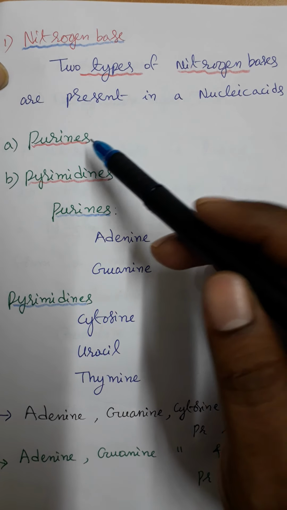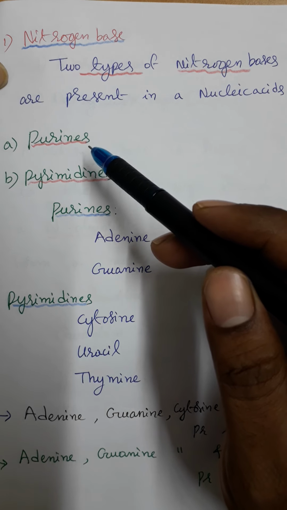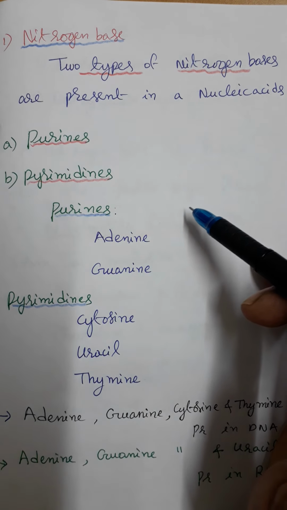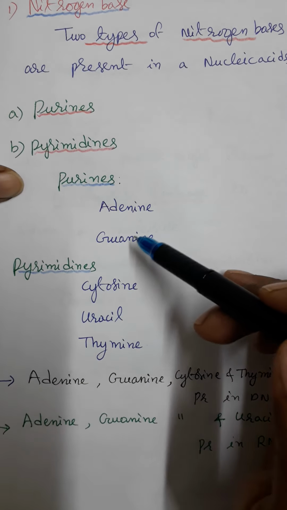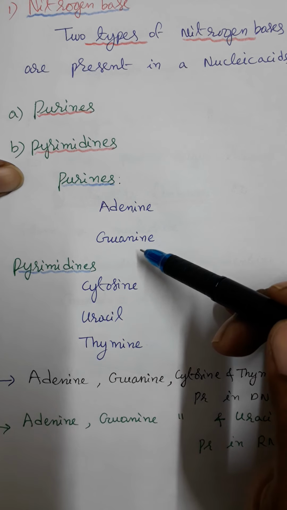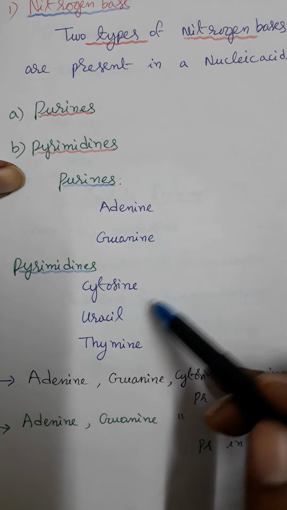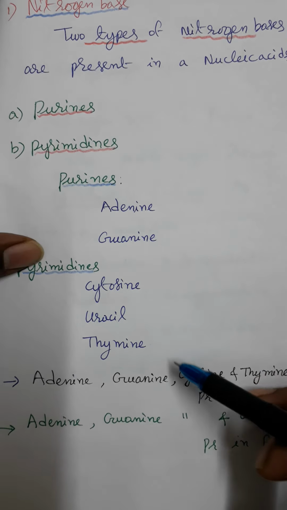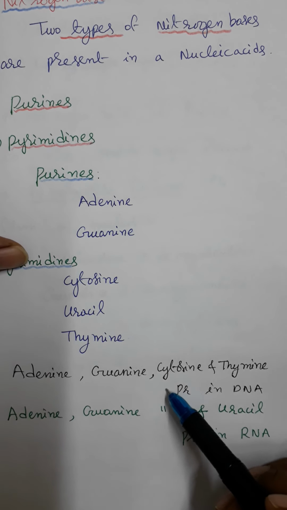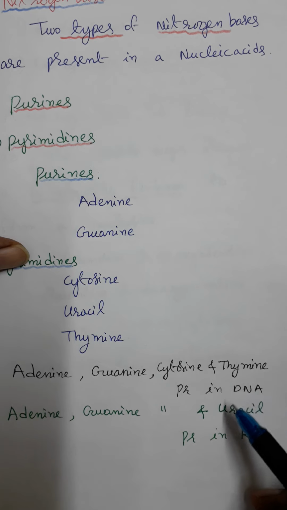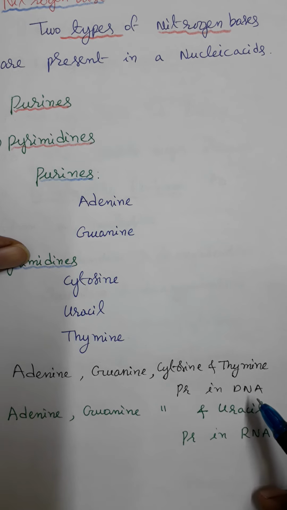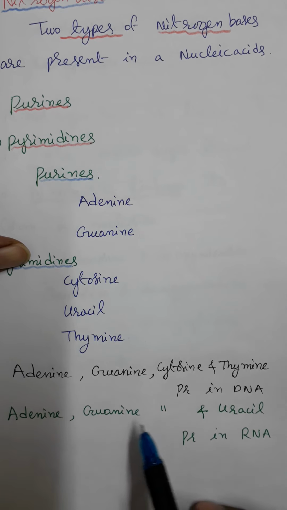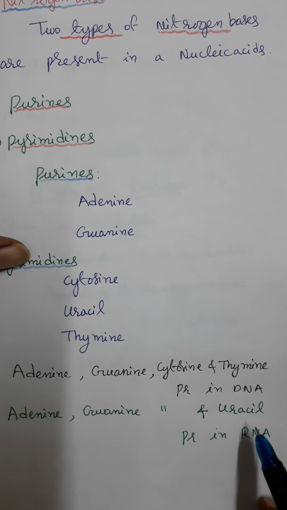What are they? One kind of nitrogen base is purines, and the second type of nitrogen base is pyrimidines. Purines are two. They are adenine and guanine. Pyrimidines are three. They are cytosine, second one uracil, third one is thymine. Adenine, guanine, cytosine and thymine are present in deoxyribonucleic acid. Whereas in ribonucleic acid, adenine, guanine, cytosine and uracil are present.